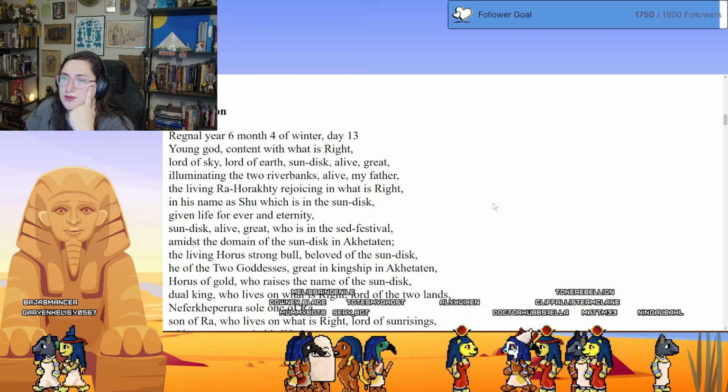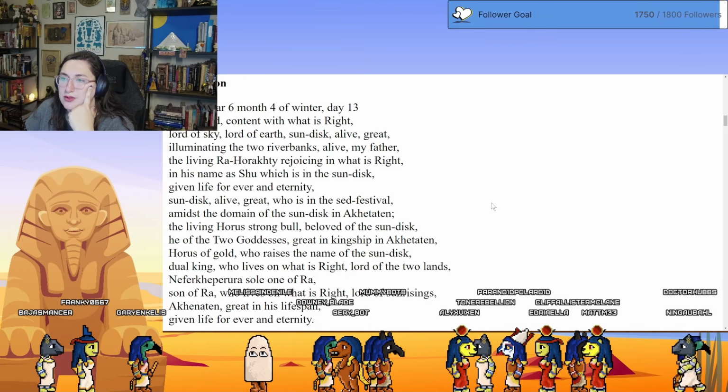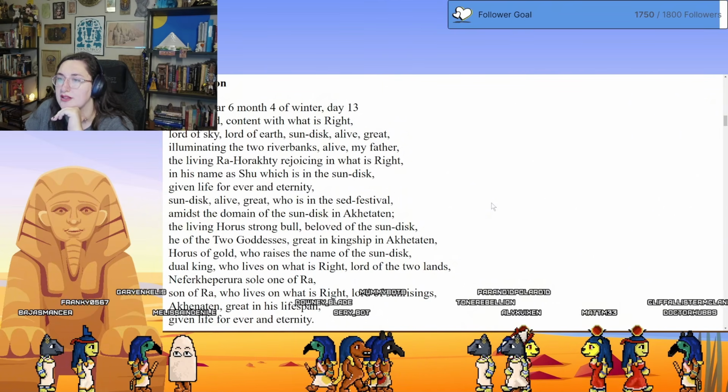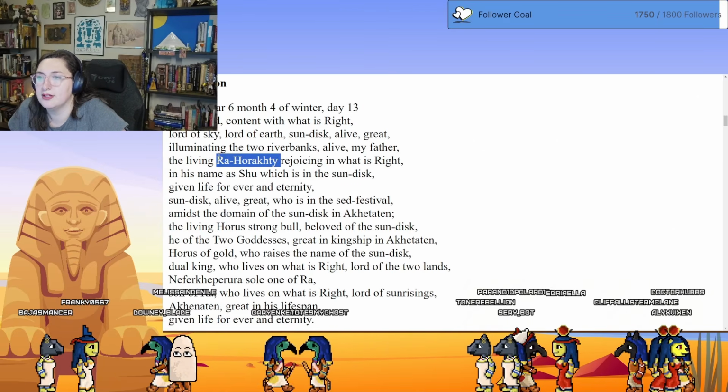So this says, Regnal year 6, month 4 of winter, day 13. Young God, content with what is right, Lord of the sky, Lord of the earth, sun disk, alive, great, illuminating the two riverbanks, alive, my father, the living Re Herakti, which is so weird.